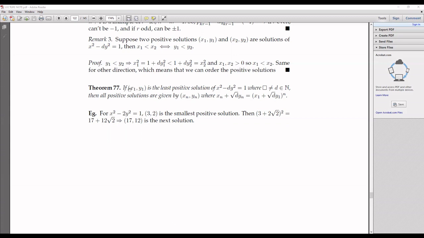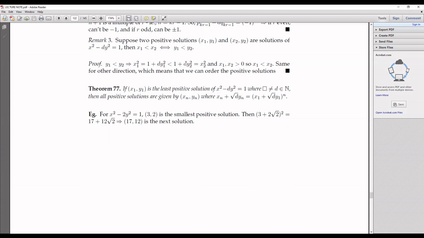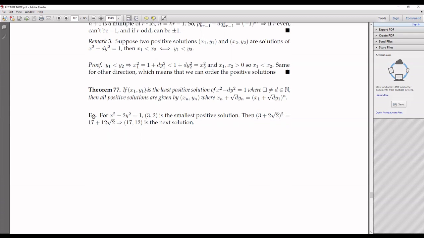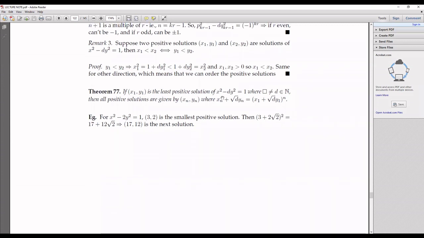If x1, y1 is a solution, and maybe it's the least positive solution, then there is no ambiguity in the term least. One would argue, who is least here, x1 or y1? There is no ambiguity there because we just proved that they are going to behave similarly. So if x1 is least, then y1 is least as well.